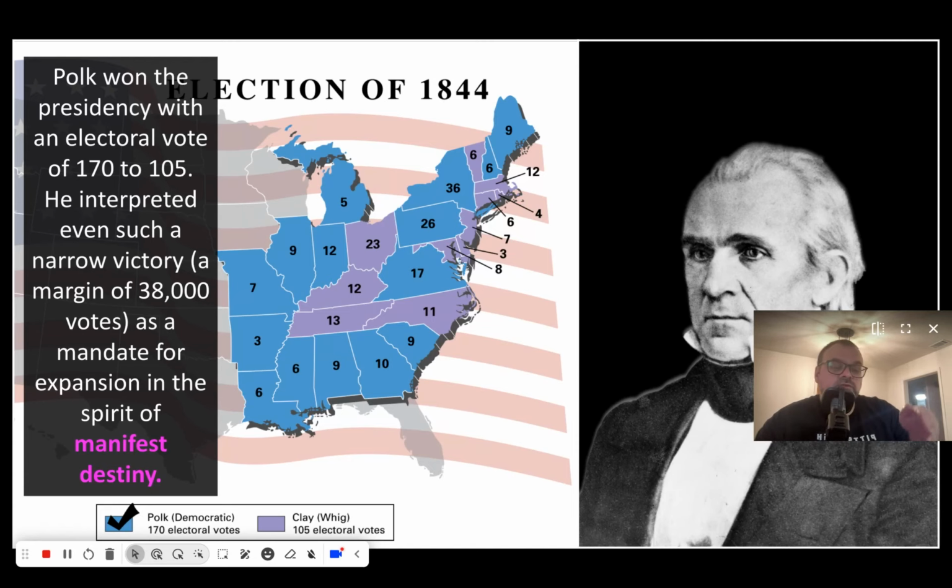So even though the popular vote margin, 38,000 votes, is really, really small, and the electoral college win of 55 votes isn't small, but it's not huge. It's not the greatest margin. James K. Polk considers this to be a mandate for expansion, full on in the spirit of manifest destiny.